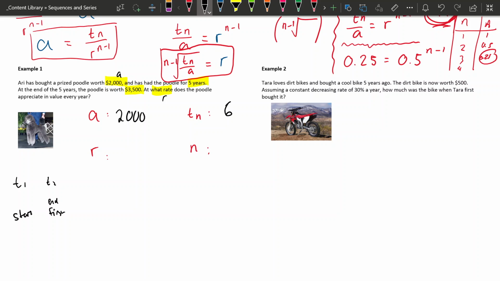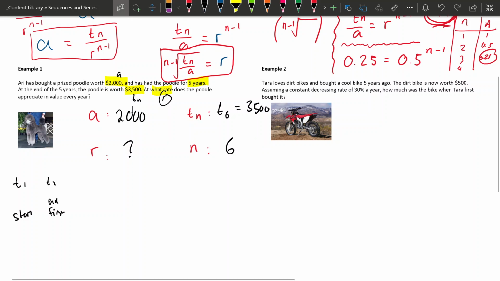So Tn is 6. R will be, don't know. And N, so here's the R, we don't know what it is. And N will be 6. I realize I've just stuffed up. So N is 6. Tn is the value at the 6th year, which is 3,500. So that's Tn over here. So we have A, R, Tn, and N.